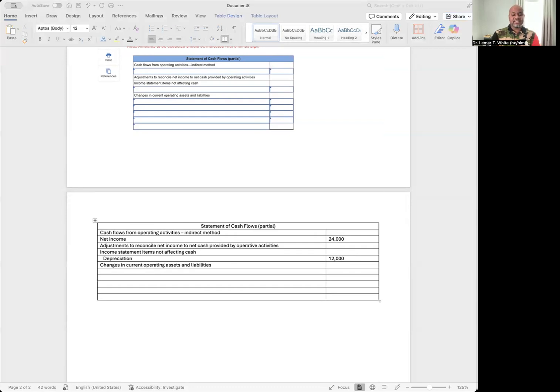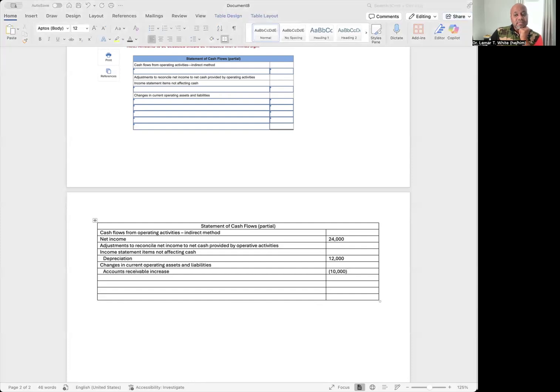And next, we're going to look at our changes in current operating assets and liabilities. Okay. So the first one we're going to look at is our accounts receivable increase. Your accounts receivable does impact your operating activities, and an increase in your accounts receivable would need to be subtracted on your statement of cash flows. Okay.